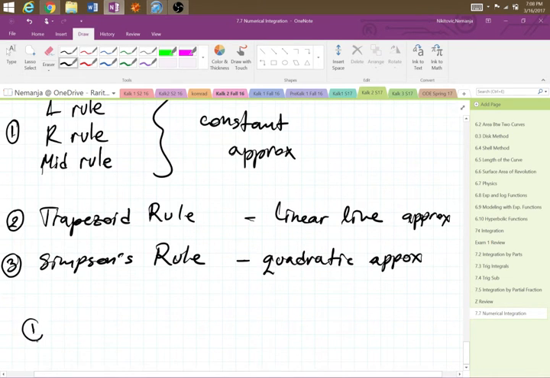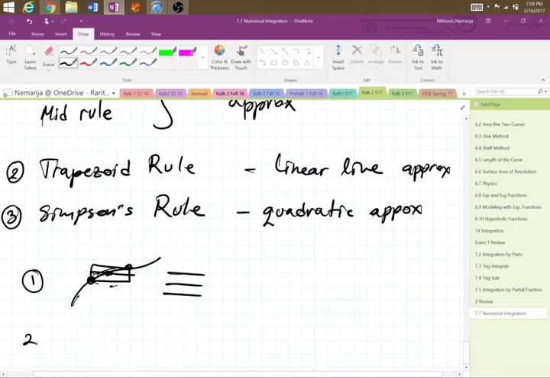So, number 1, you have a function like this, it will take, right, have that, or that, or that. But all three lines are horizontal lines.